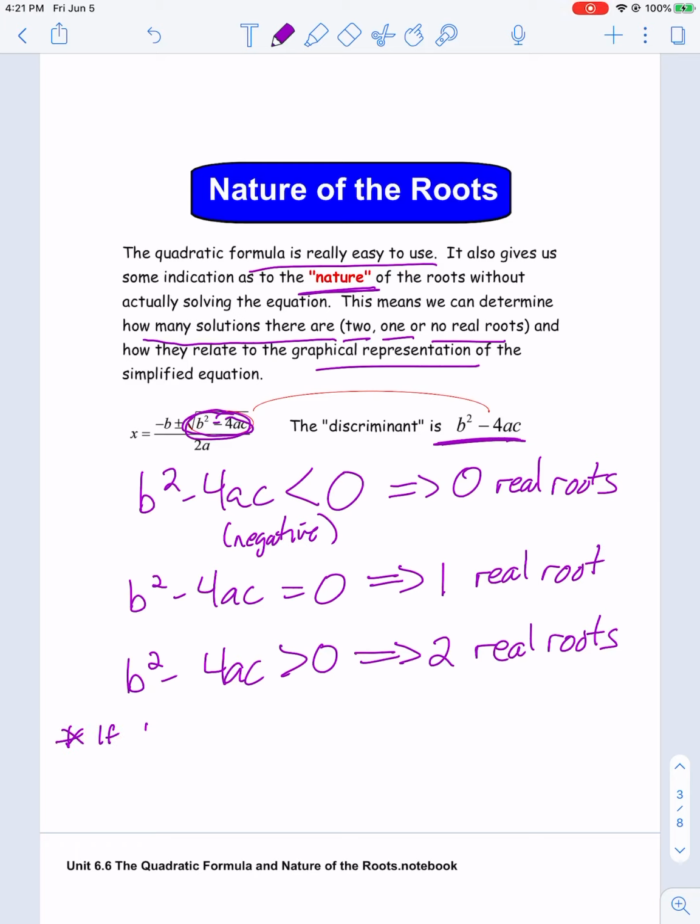If b squared minus 4ac equals a perfect square, whoops, that's not how you spell perfect. Perfect square, then the quadratic can't spell anything right now.